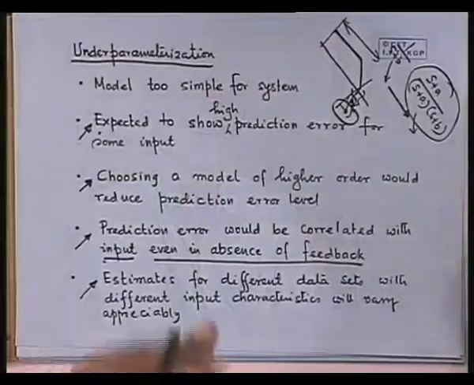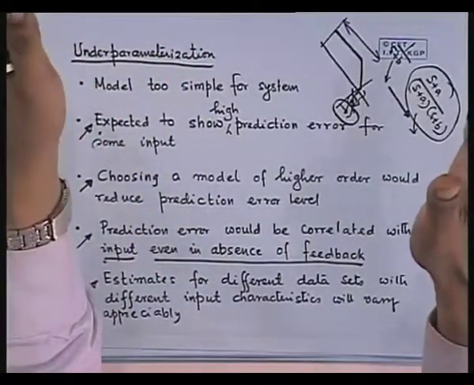And the last thing that will happen is that if you use different data sets, for example, suppose you have used one data set which contains frequencies in the order of 0 to 10 hertz, you will get one model. If you take, say, 5 to 20 hertz, you will get a totally different model. The parameters will start varying too much depending on the input property. For example, if you have a nonlinear system, then you can linearize it around operating points. Operating points depend on the amplitude of inputs typically.